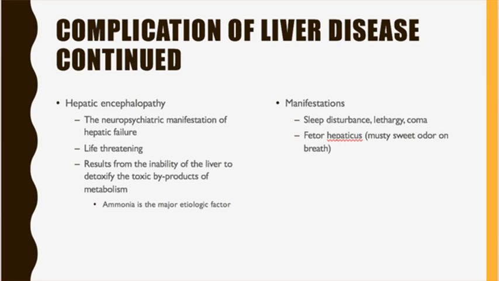So ammonia normally is converted in the liver to urea, and with liver dysfunction, this can't happen, so the ammonia is going to stay in systemic circulation. Then it crosses the blood-brain barrier, and then it results in these manifestations. The manifestations are sleep disturbance, lethargy, and coma. And then they might have fetor hepaticus, which is, again, that sweet-smelling kind of fecal smell to the breath.